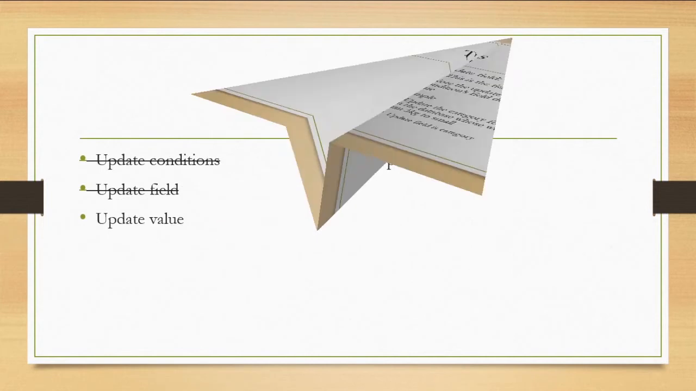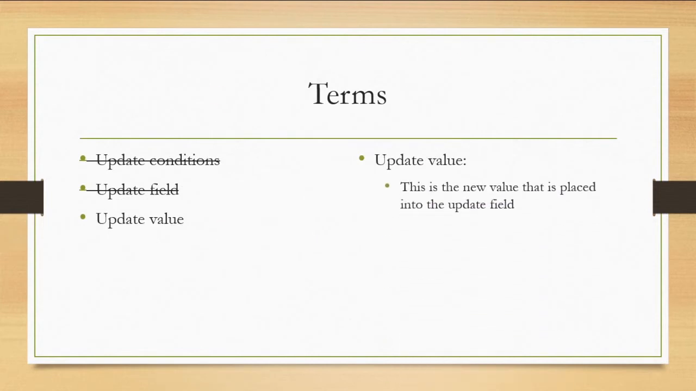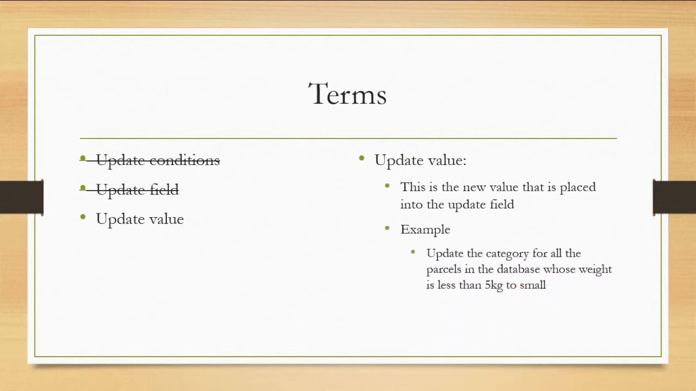Let's look at update value. This is the new value that is placed into the update field. For example, same example as last time, update the category for all the parcels in the database whose weight is less than 5 kg to small.